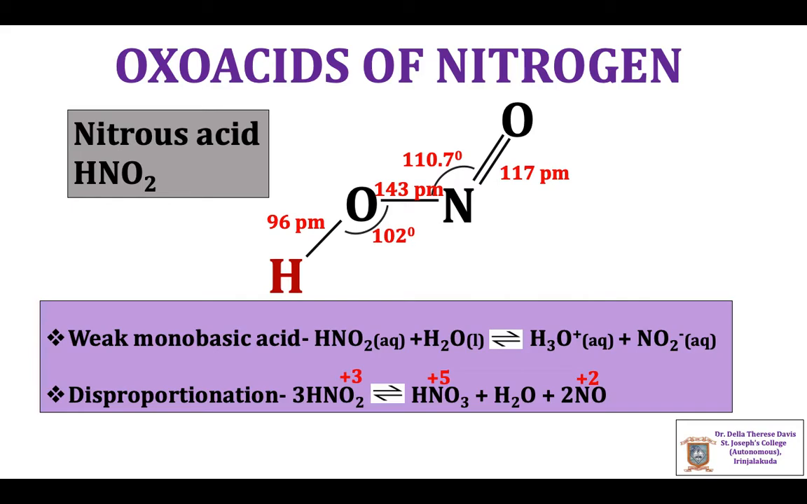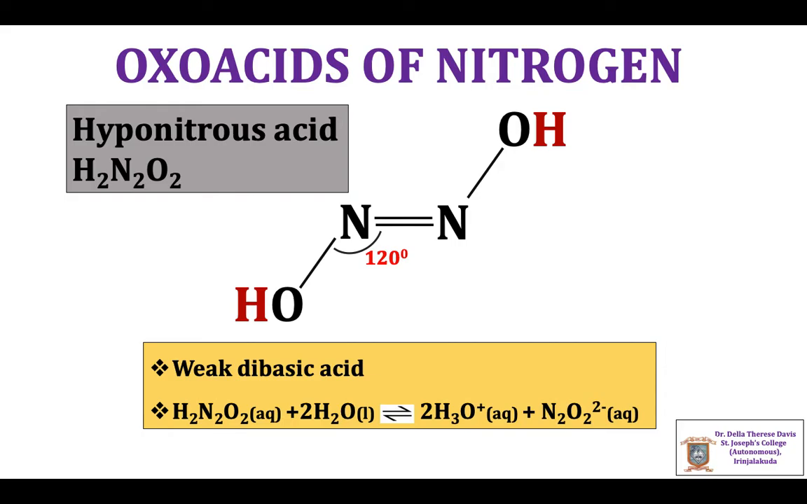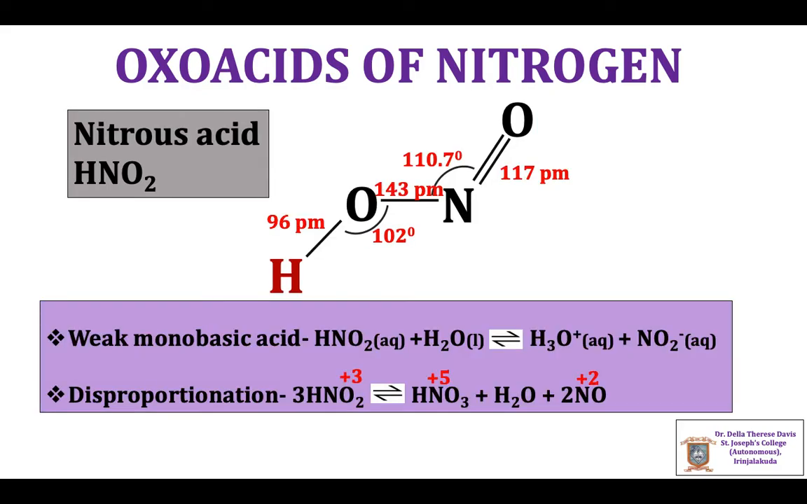Next comes nitrous acid. It is HNO2 which contains one ionizable hydrogen atom, and hence it is a monobasic acid. Comparing the names nitrous acid and hyponitrous acid, we can understand that the oxidation state of nitrogen in hyponitrous acid is +1, whereas that in nitrous acid is +3.